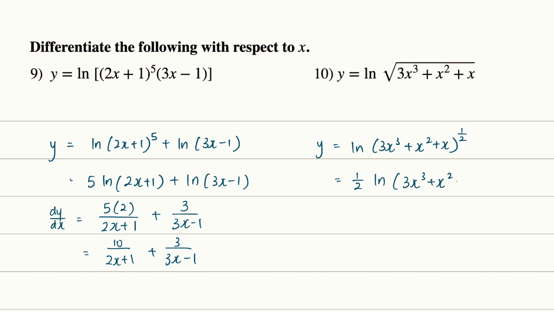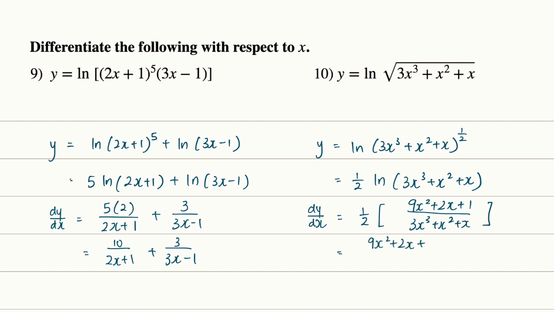So we can then differentiate this easily by writing down dy/dx is equal to half. Let's put the half outside, multiplied with 9x squared plus 2x plus 1 over the original expression, which is 3x cubed plus x squared plus x. And by simplifying further, we will then have 9x squared plus 2x plus 1 over 2 multiplied with the original expression.